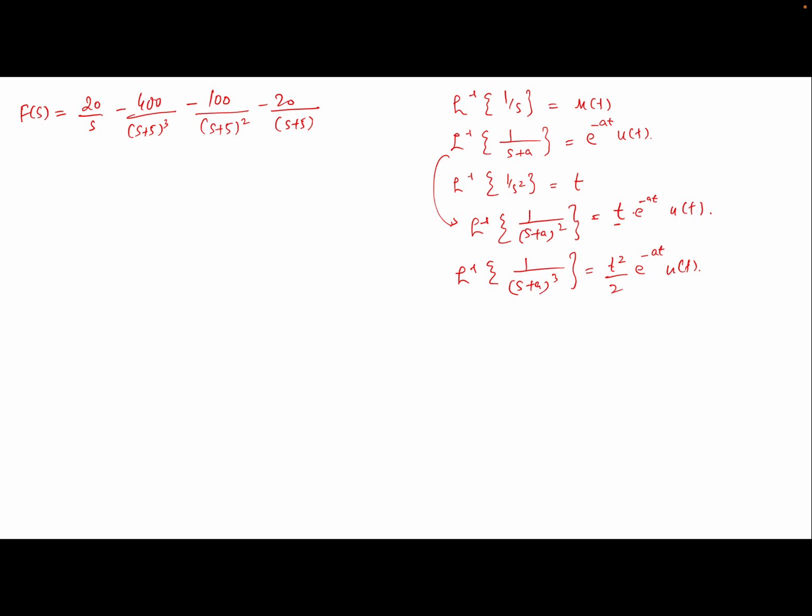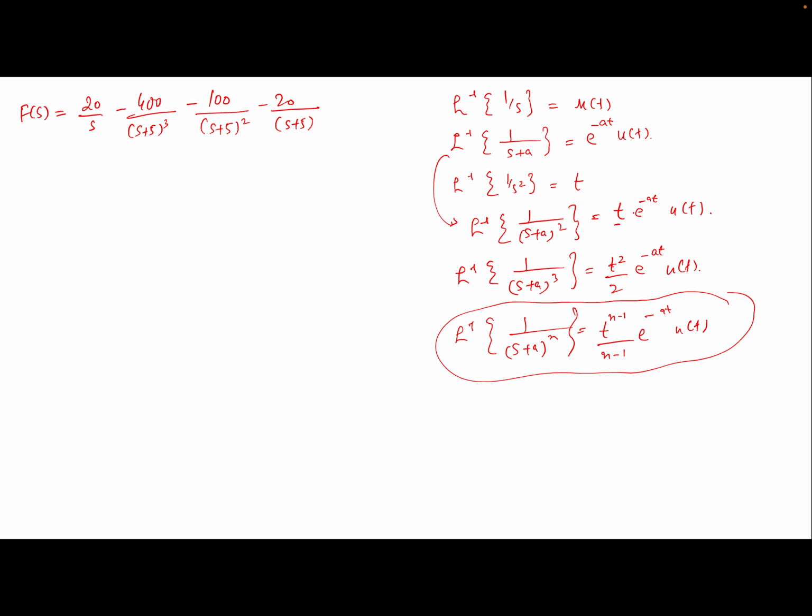So with the 4, if in the denominator you would have (s plus a) to the power 4, the power of t is going to come out to be n minus 1. Let me rewrite this: 1 over (s plus a) to the n, right? So this should be t raised to power n minus 1 over (n minus 1) factorial, e raised to power minus at u of t. So this is how you can write a general form of this inverse Laplace transform. Anyhow, once you find this, it is cool.